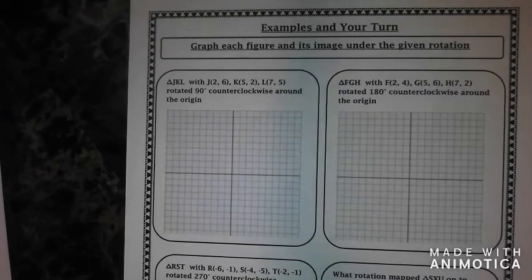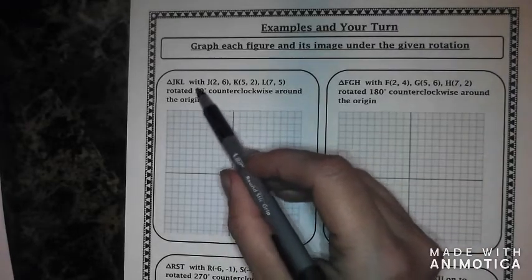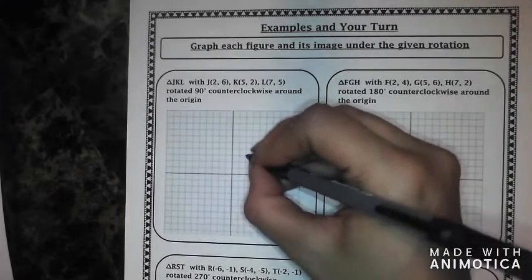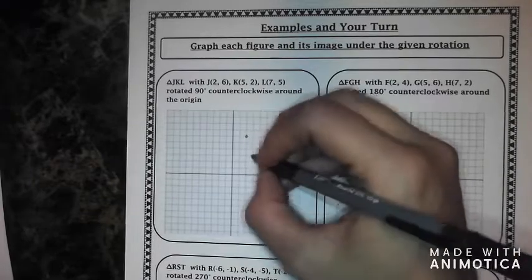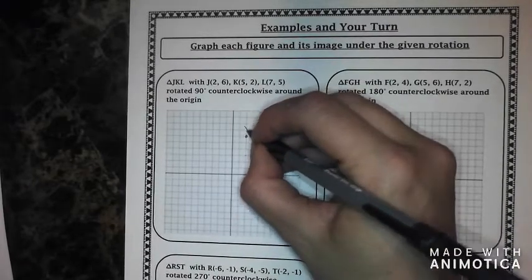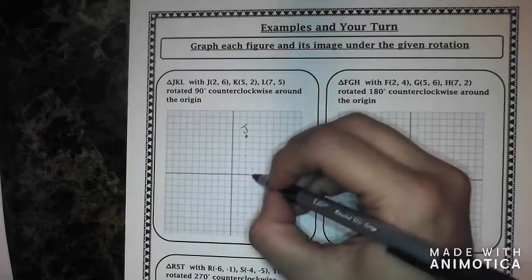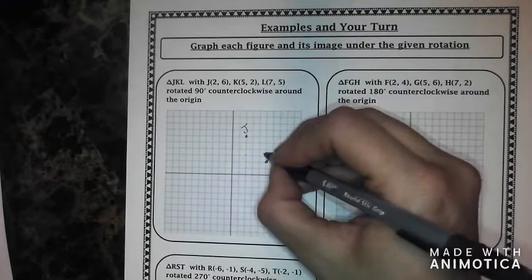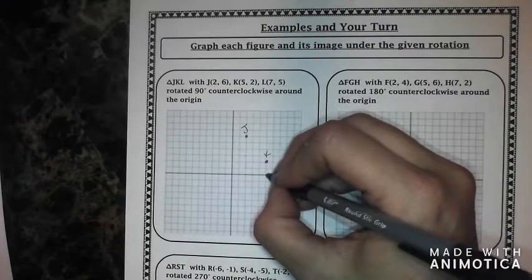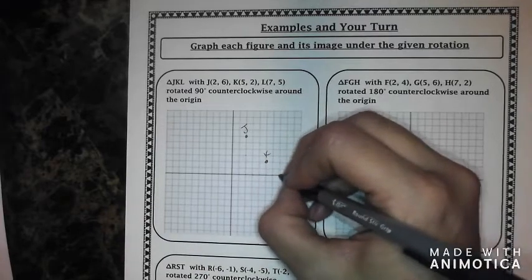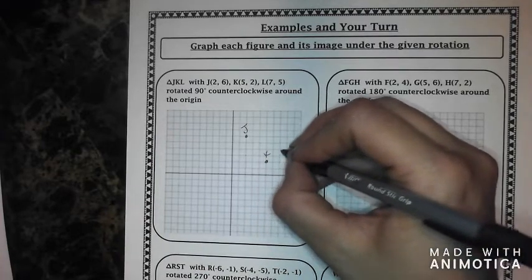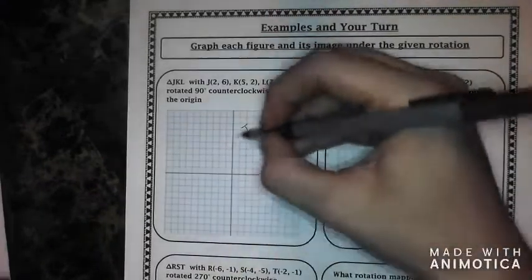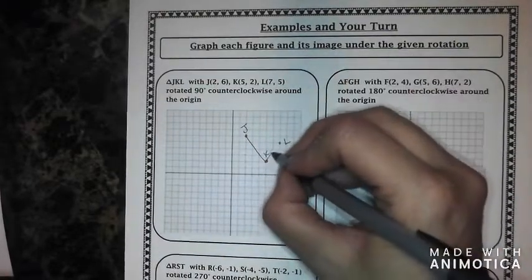Okay, so we have examples. We've got JKL. J is x is 2, y is 1, 2, 3, 4, 5, 6. So this would be J. K would be 1, 2, 3, 4, 5, and 2. And that would be K. L would be 1, 2, 3, 4, 5, 6, 7, and 1, 2, 3, 4, 5. So that would be L right there. So this is the pre-image of JKL.